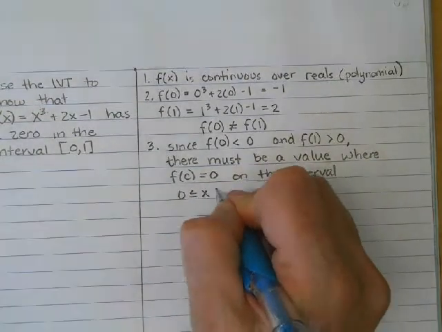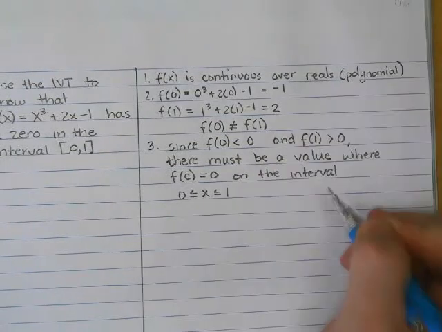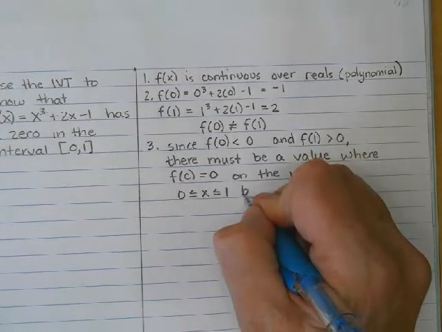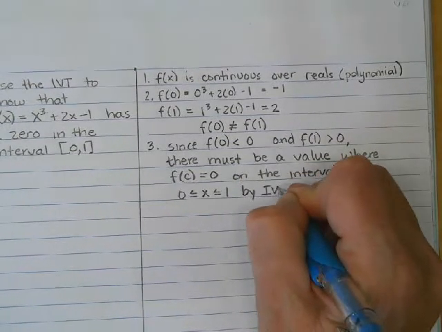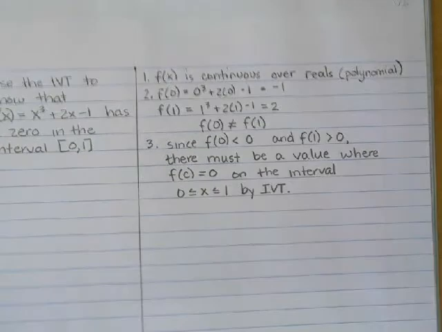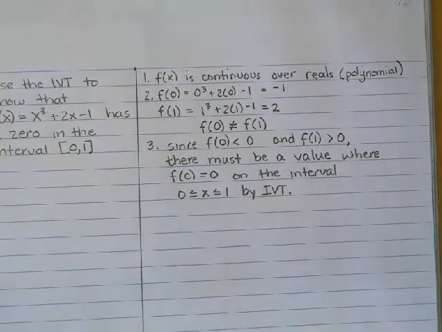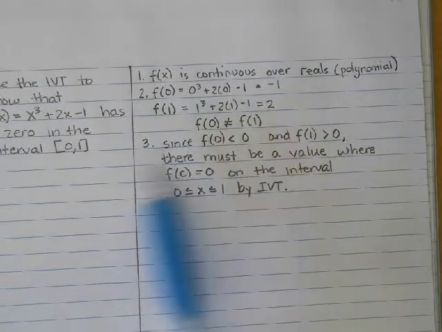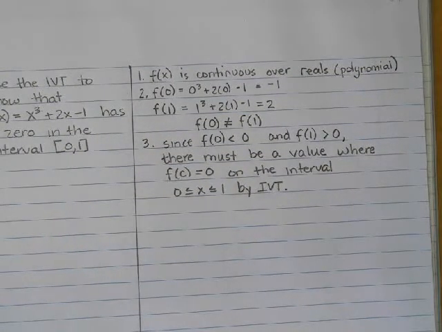Zero. And I'm just writing it a different way. Okay. So there's my conclusion. So it changed signs between the endpoints, had to go through a 0 right there. I don't know where the 0 is. I just know that there is for sure a 0.